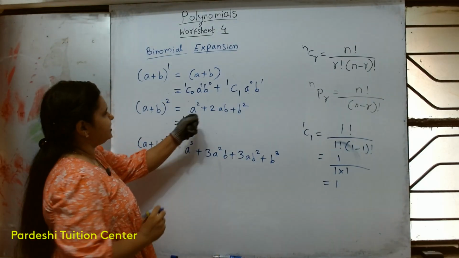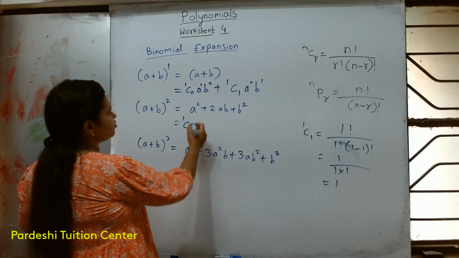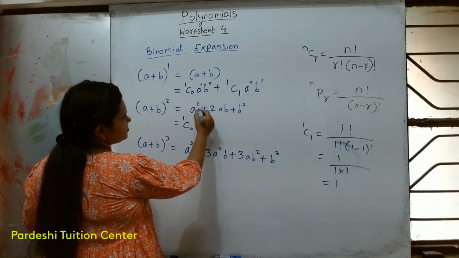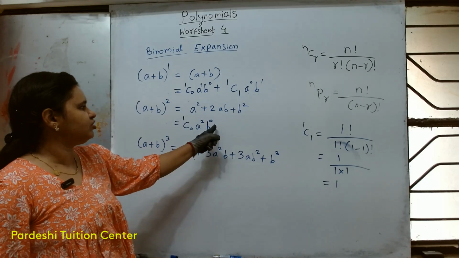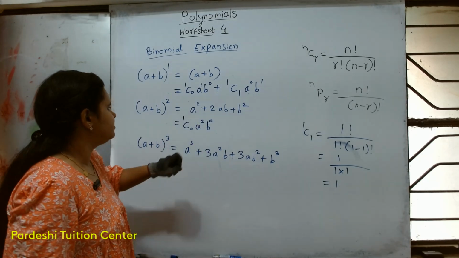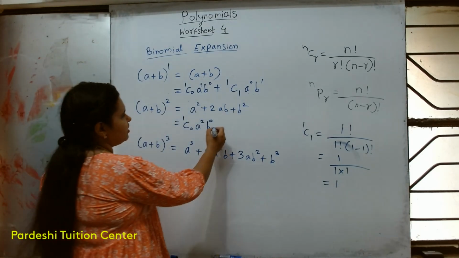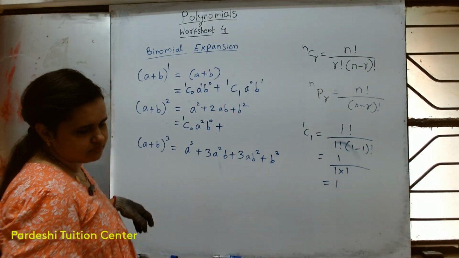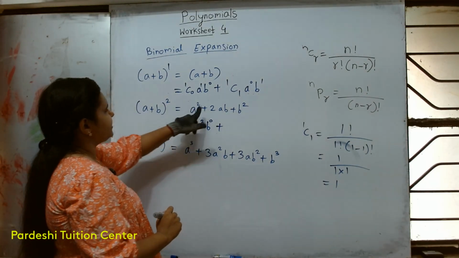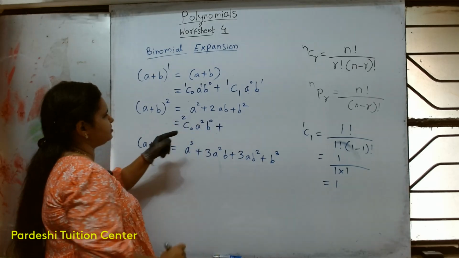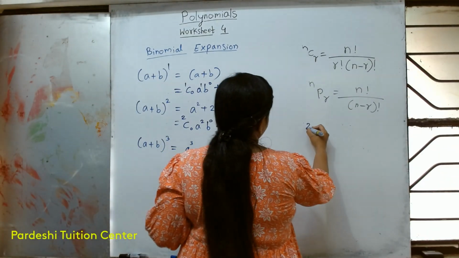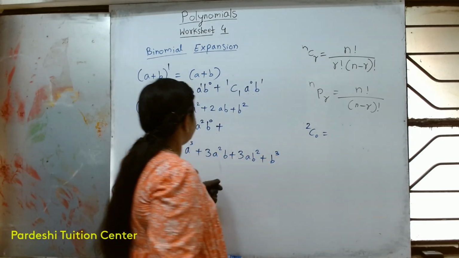It will be 1c0. Again a's power is 2 here, and b is not present, so I write b to the power 0 and a's power is 2. Now again for 2, here a's power is 2, so I can write 2c0. Let us check what 2c0 comes to.